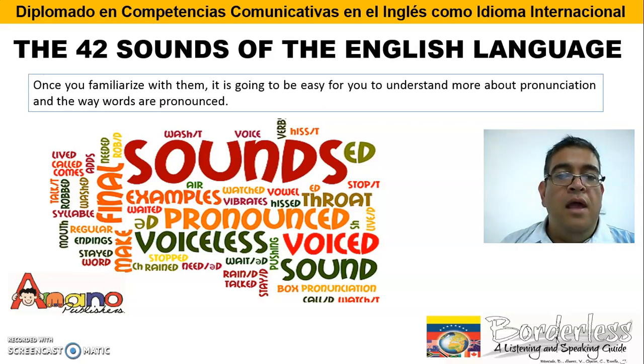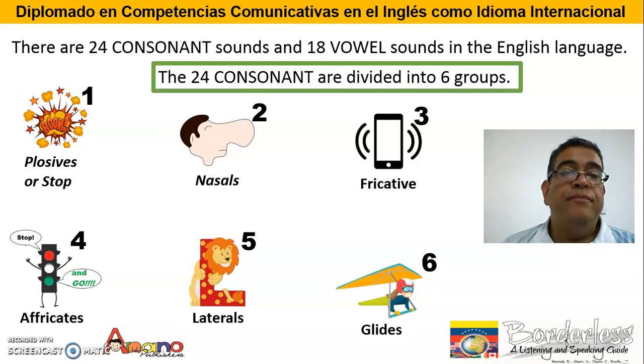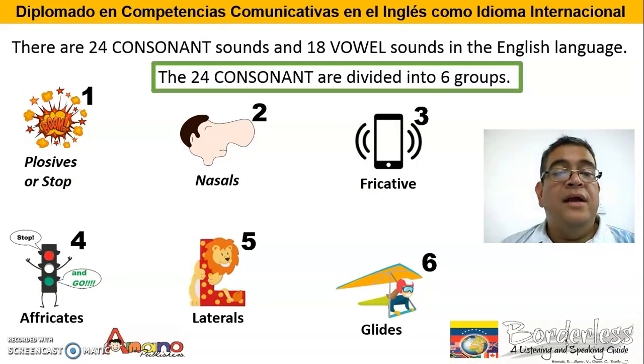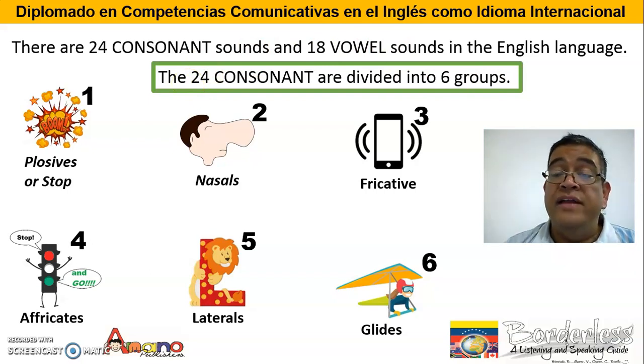So, let's start. First of all, I am going to start with the consonant sounds, okay? There are 24 consonant sounds and 18 vowel sounds in the English language. I am going to start first with the consonants, as I said before. The consonant sounds are divided into 6 groups.